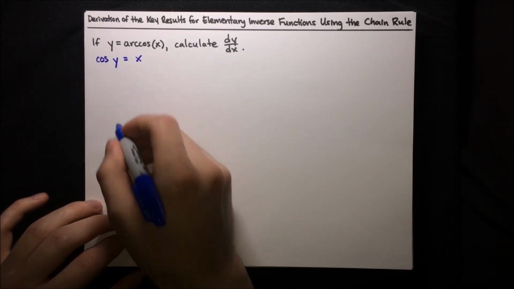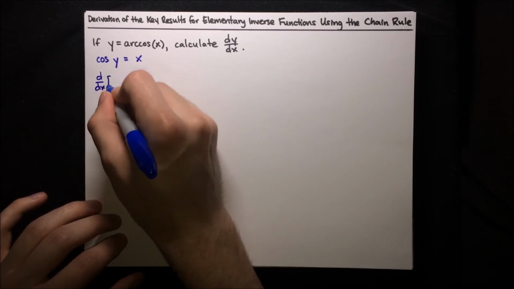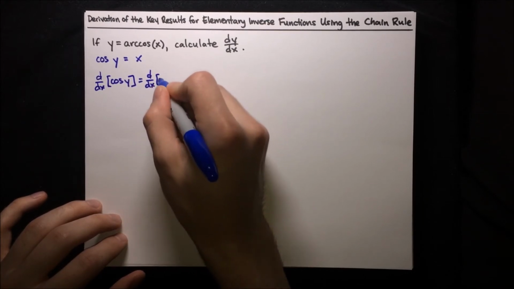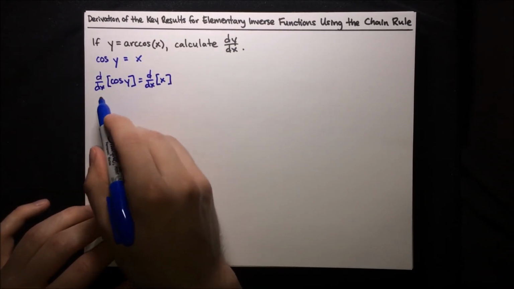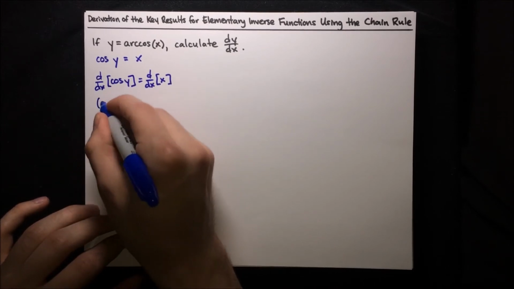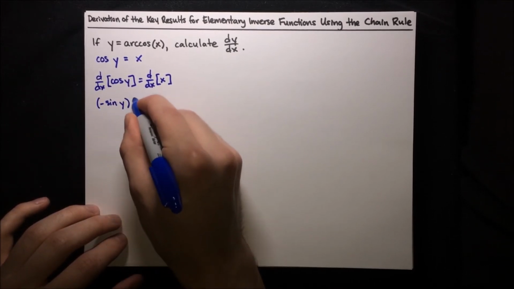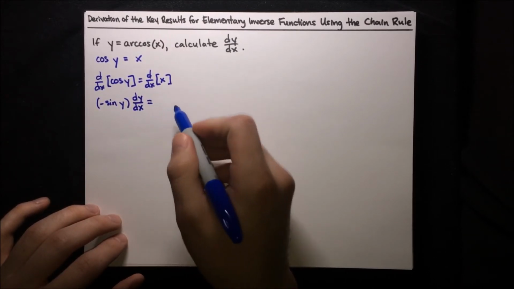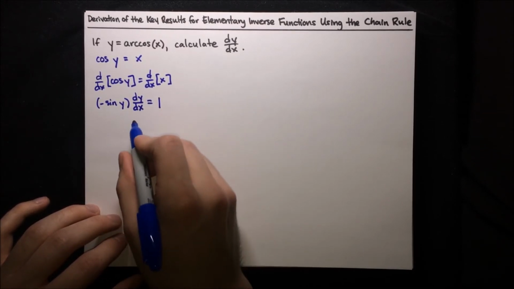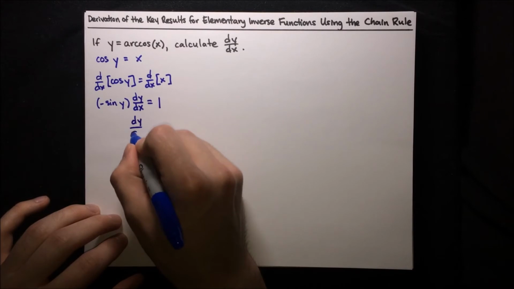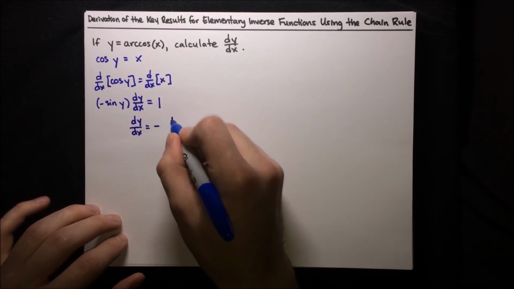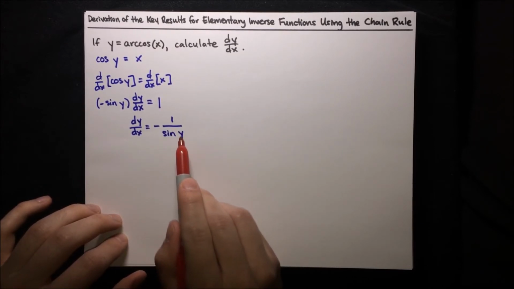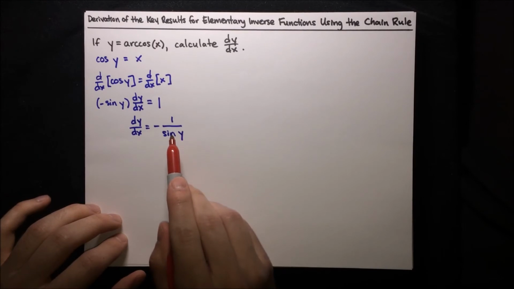So we're just going to implicitly differentiate: d over dx of cos y equals d over dx of x. D over dx of cos y is just d over dy of cos y, which is negative sine y, then times our dy over dx. And then on the right hand side, d over dx of x is just 1. And then we can solve for dy dx, get dy dx is just negative 1 over sine y. Again, we want to express sine y in terms of x. We want our answer to be in terms of x entirely.